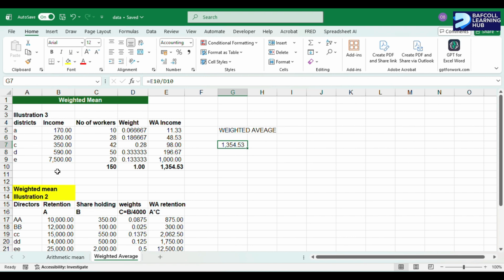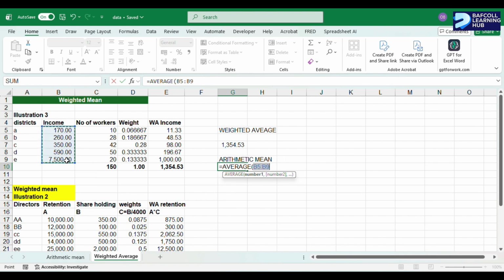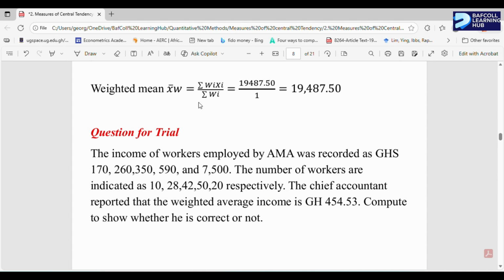Now with this, let's compute the arithmetic mean and have a look. We have to use the average function, and we are dealing with the income over here. You can see the arithmetic mean that we are getting. So with the arithmetic mean, you use the average function, and with the weighted mean, you use the formula as stated in the question, in the document over here.